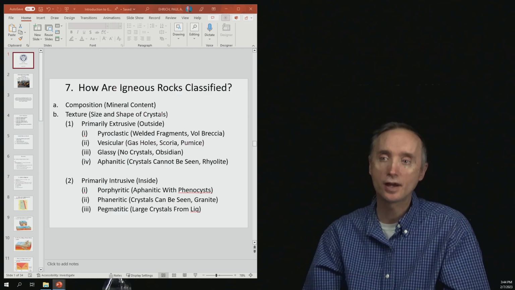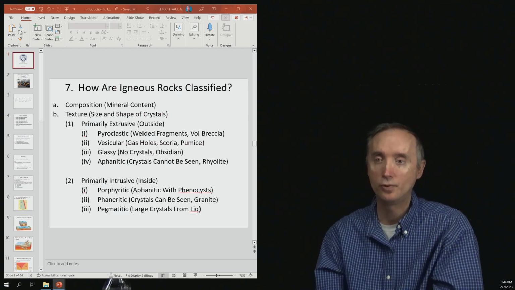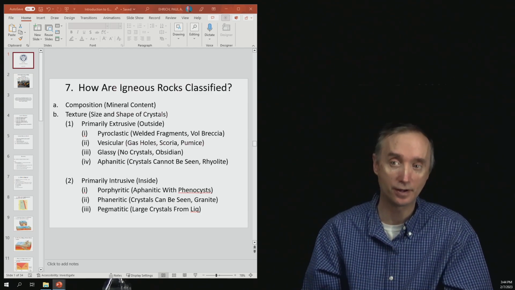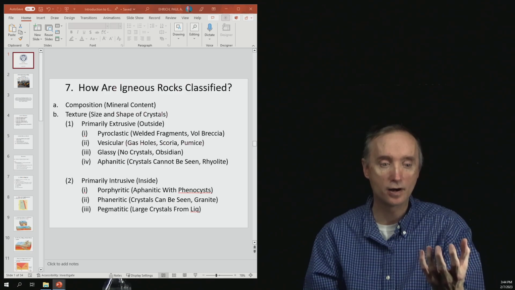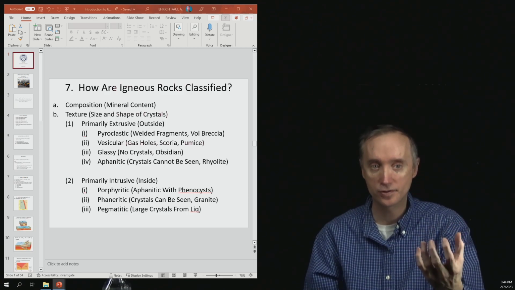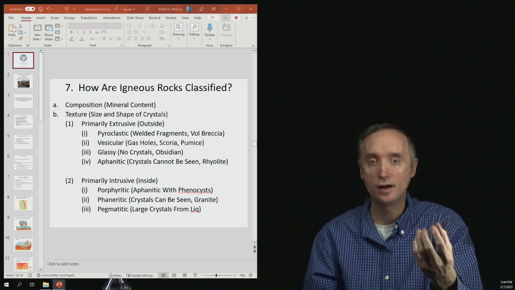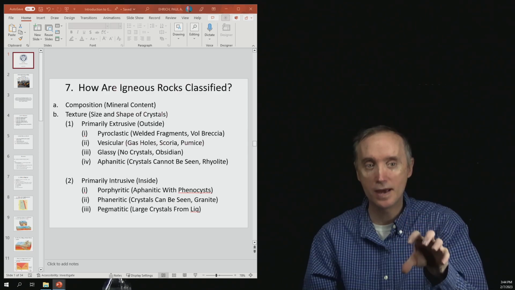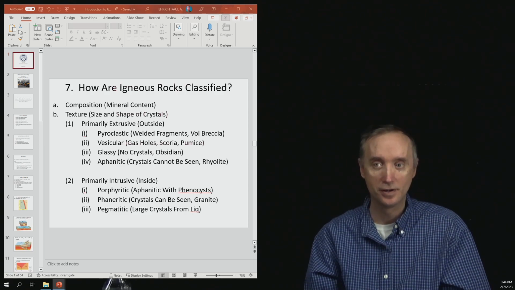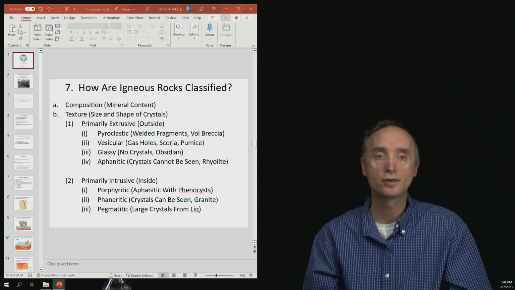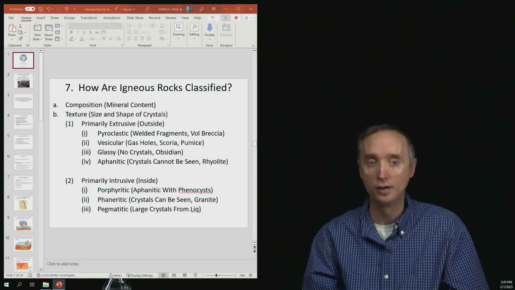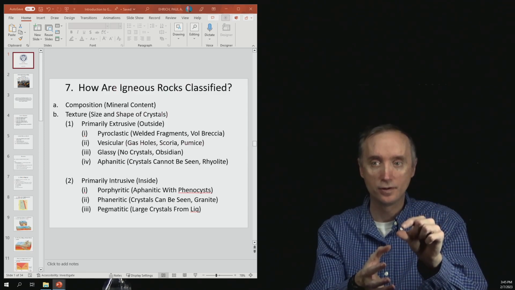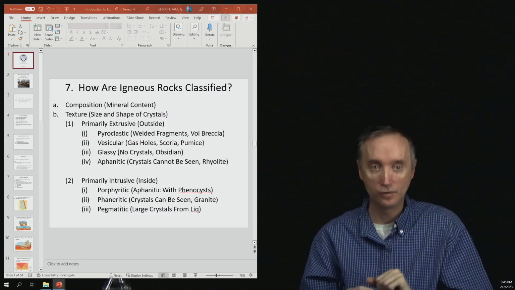Now, on the other hand, let's look at porphyritic. So porphyritic is, for the most part, aphanitic. So when you look at this rock, you're not going to see any crystals. However, you're going to see a few large crystals embedded in this mass of non-crystals. So what this represents is that the rock originally began to form underground, and then those few crystals, which are called phenocrysts, begin to form.